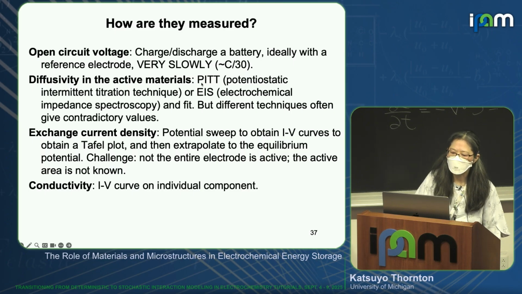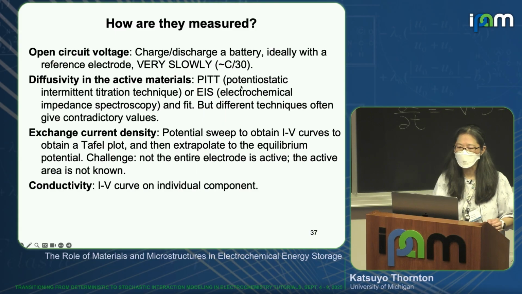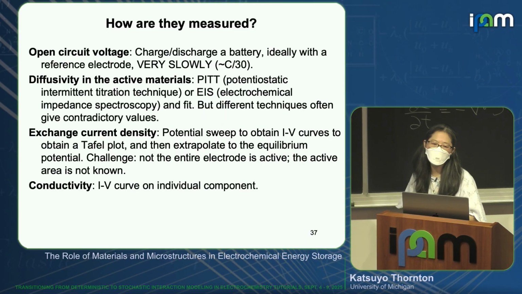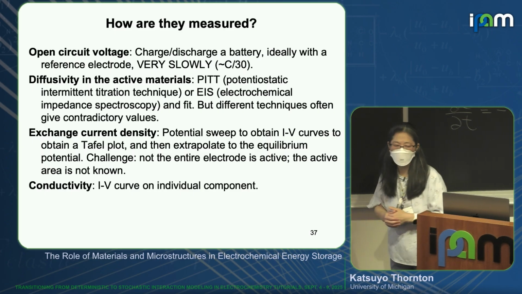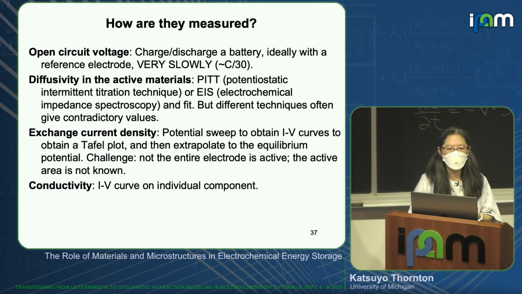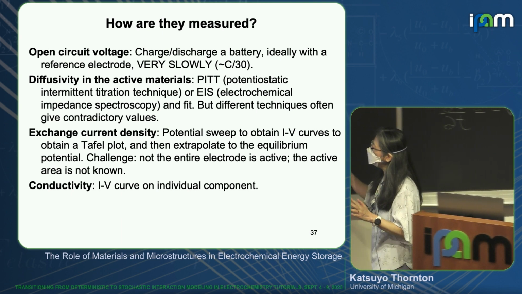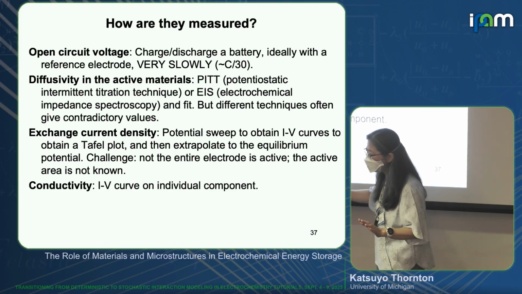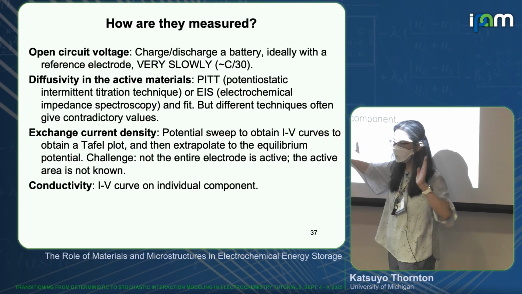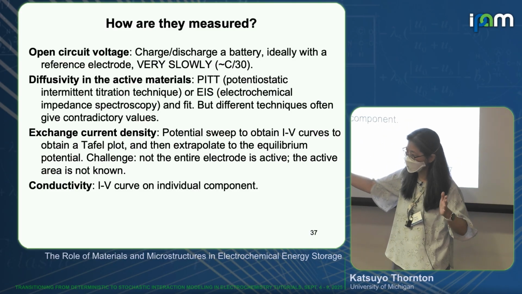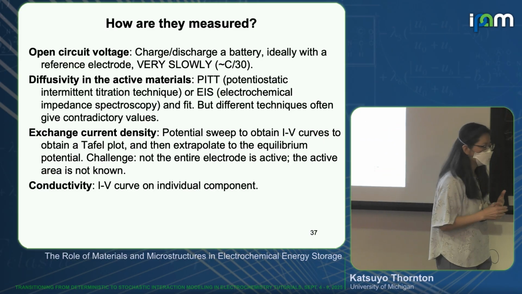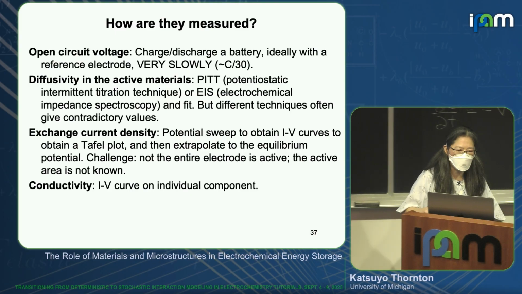The diffusivity in active materials is usually obtained using the potentiostatic intermittent titration technique (PITT) or electrochemical impedance spectroscopy (EIS), and then you fit a model to it. But what we find is that the data from PITT and EIS are often quite different. That actually gives us a range to start with, and then we have to see what we think is more right.